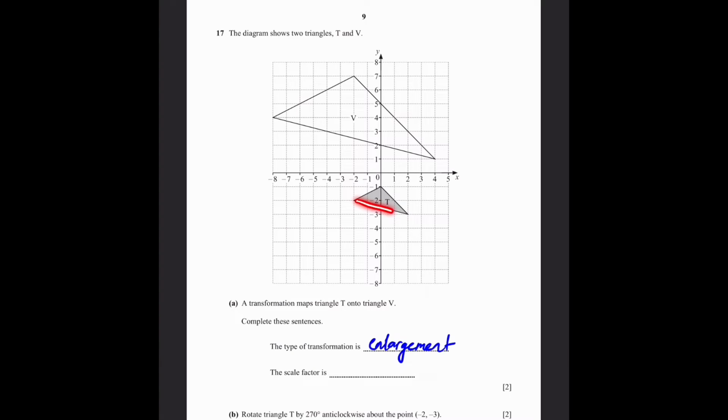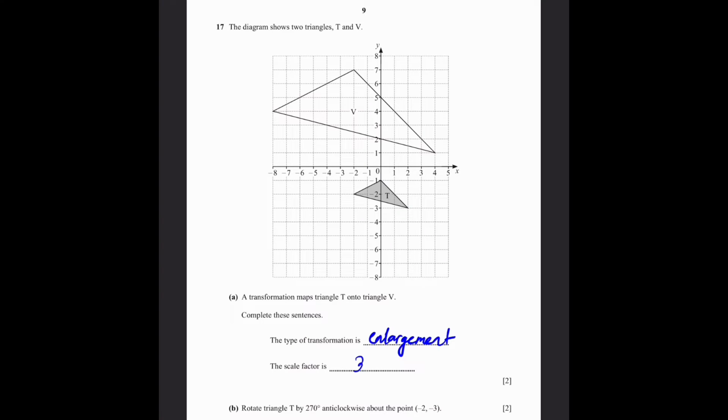So the length of this side of T is 4 units right and 1 unit down. Now the length of this is 4, 8, 12 units right and 1, 2, 3 units down. So both are multiplied by 3. So scale factor is simply 3. And we can go to part B now.